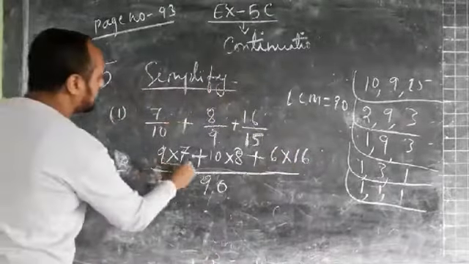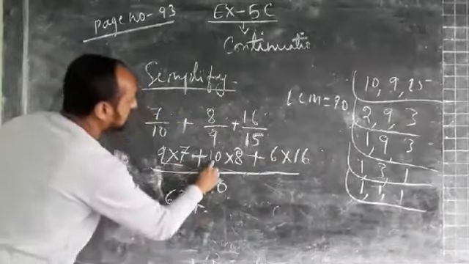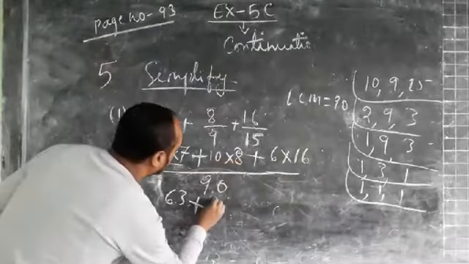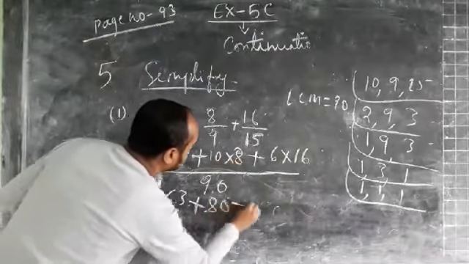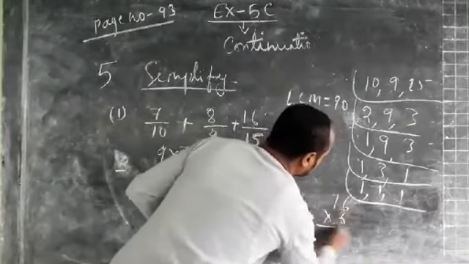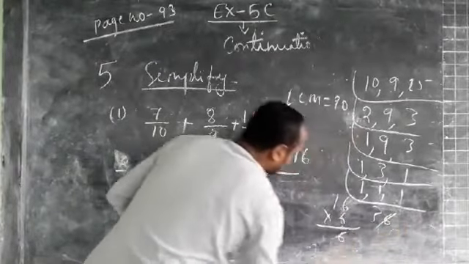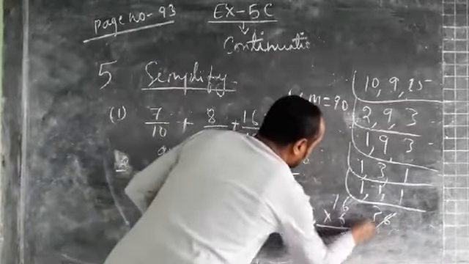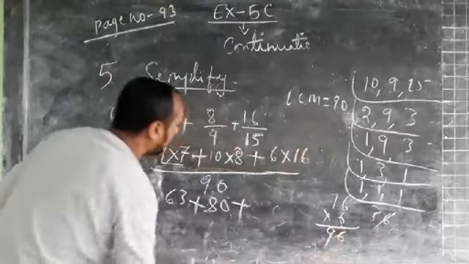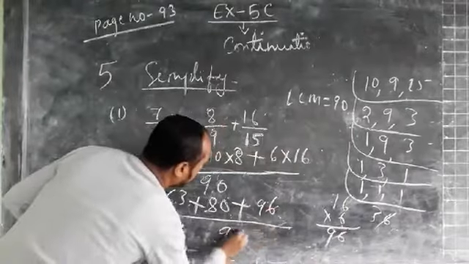Now we have to multiply this 2. So 9 7s are 63, plus 10 into 8, 80, plus 16 into 6. You can do it here. 16 into 6. So 6 6s are 36. 36, 6, carry 3. 6 1s are 6 plus 3, 9. So we have 96 divided by 90.